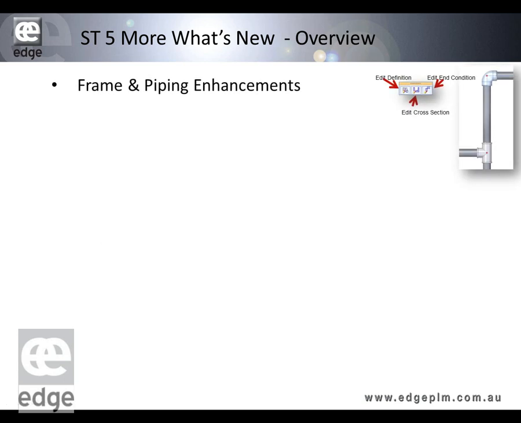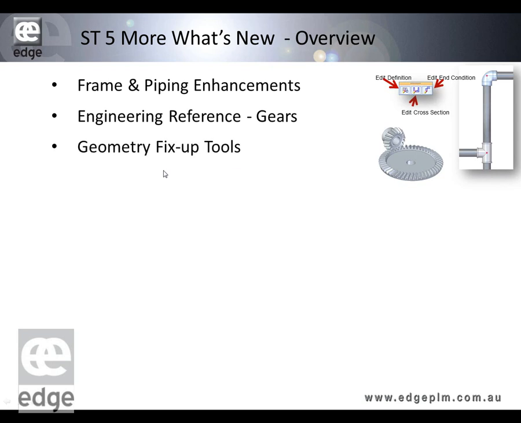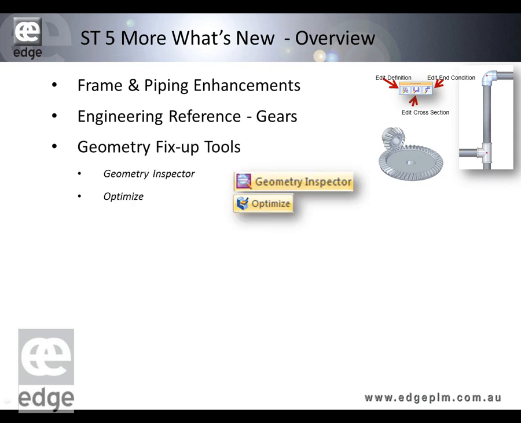What's ST5? More of what's new. We'll be looking at some frame and piping enhancements. Some work that's been done in the engineering reference area, especially in gears. Take a very quick look at that. Some of the geometry fix-up tools. Geometry Inspector, which we've always had, has been optimized, has been worked on, and we've got a new geometry optimized tool which we'll take a look at.